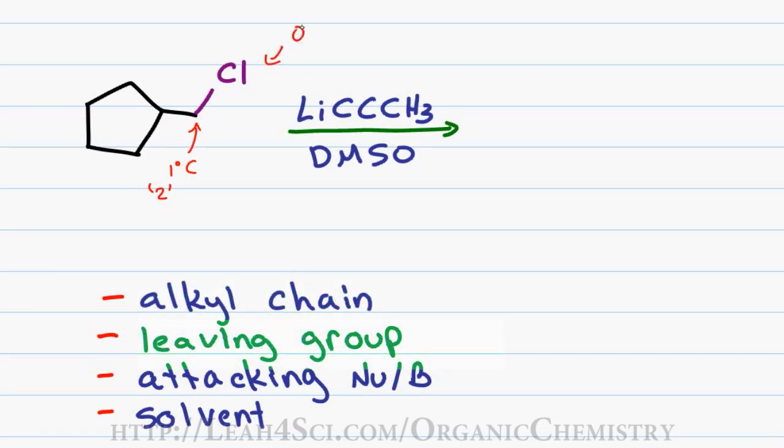Chlorine is an okay leaving group, which means that it can be kicked out in a reaction, and therefore a substitution or elimination can take place. Then we have our strange attacking molecule. At first glance, it doesn't appear to be a molecule that I recognize, but if you analyze the atoms carefully, you can actually make sense of it.